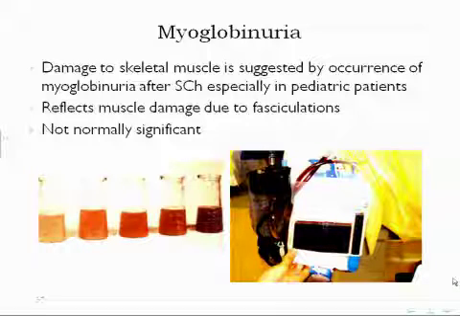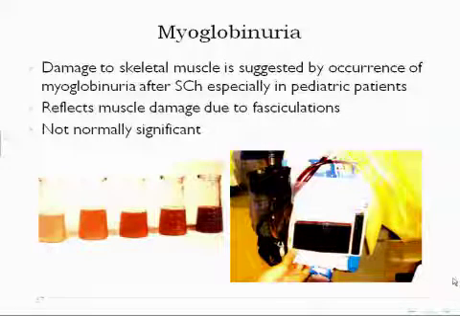I keep looking for this all the time every time I give succinylcholine, and I've never really seen it just yet. I've heard about it usually in trauma patients, but usually in trauma patients that are over 24 hours. And it could be from the crush injury from the accident as well, not really associated with succinylcholine.